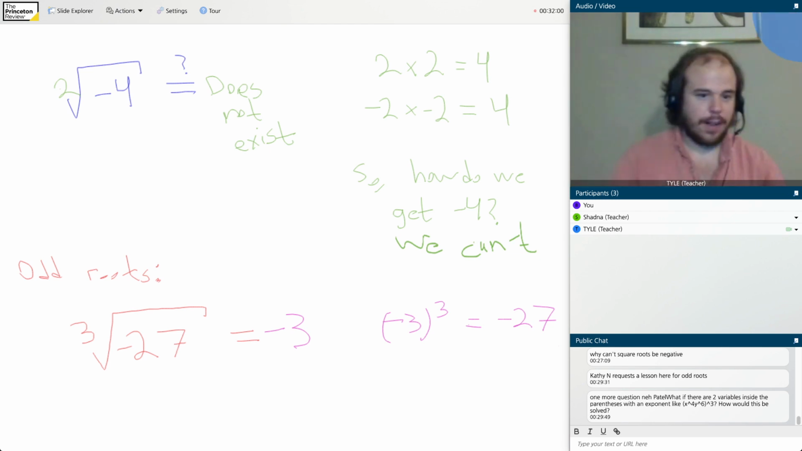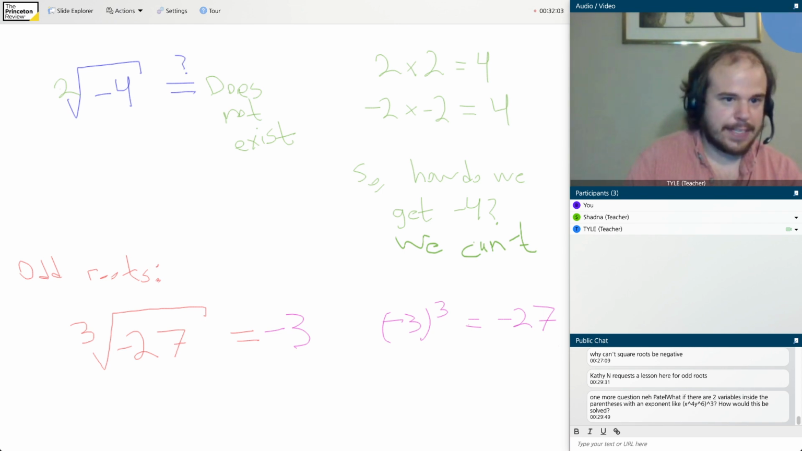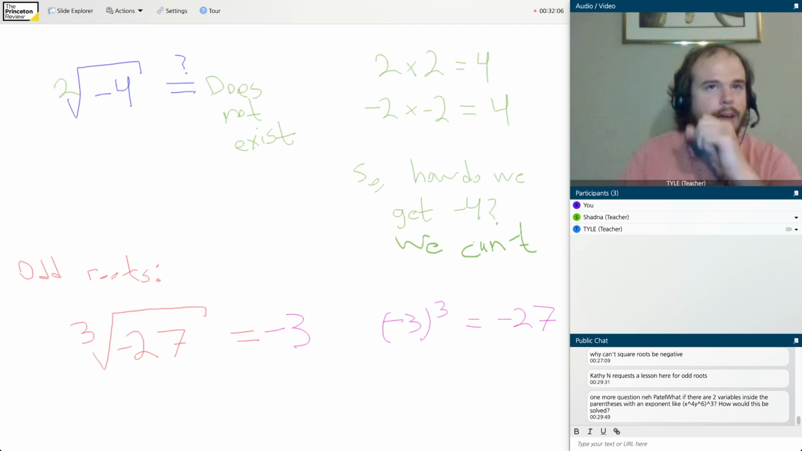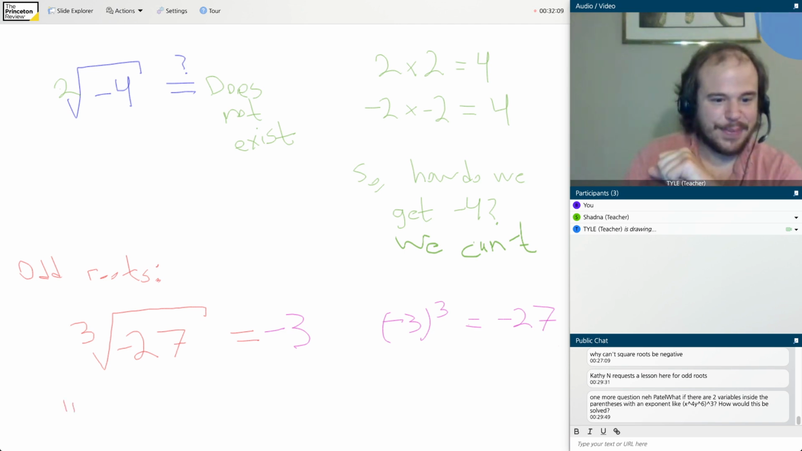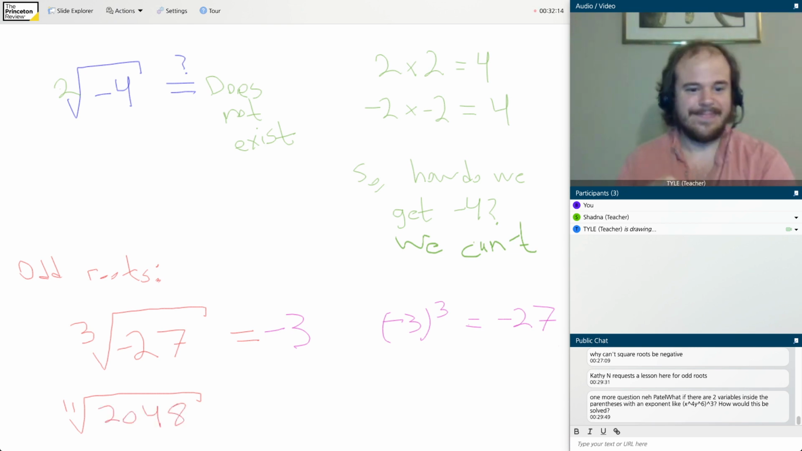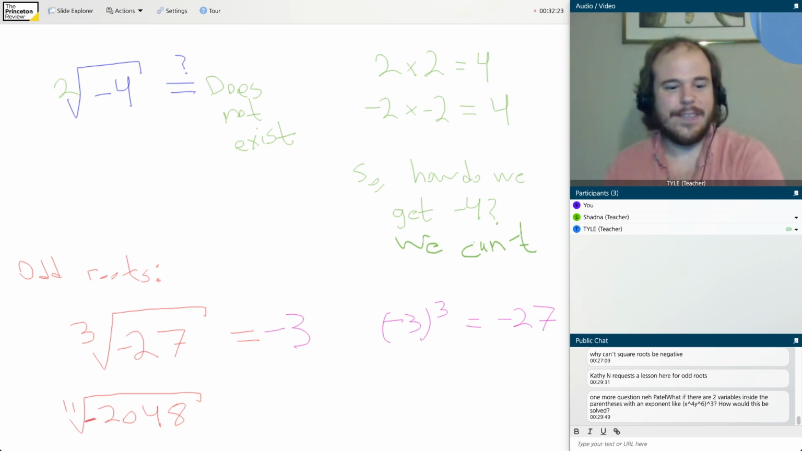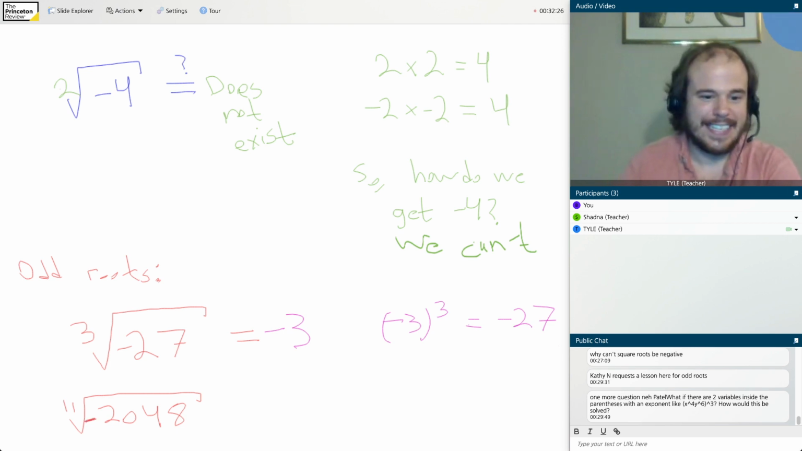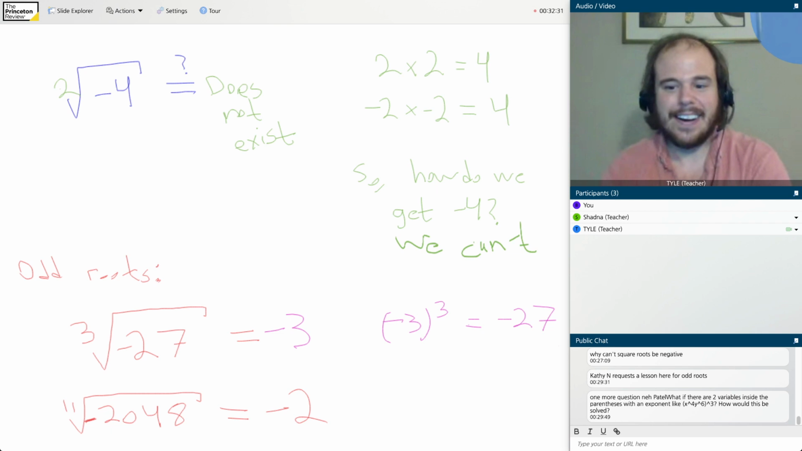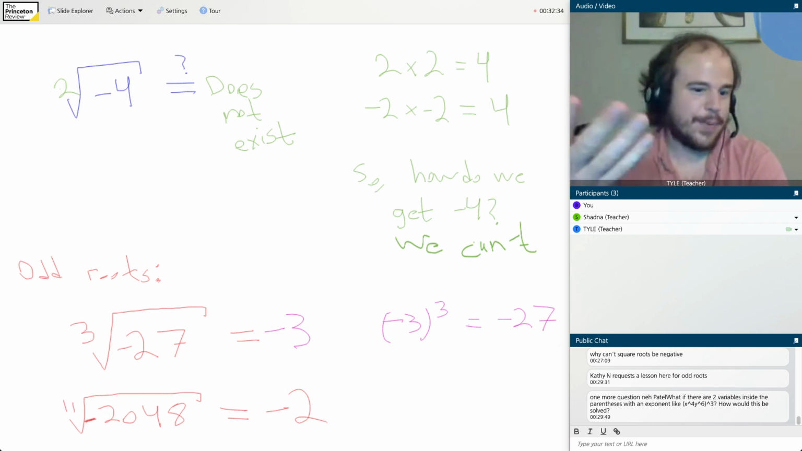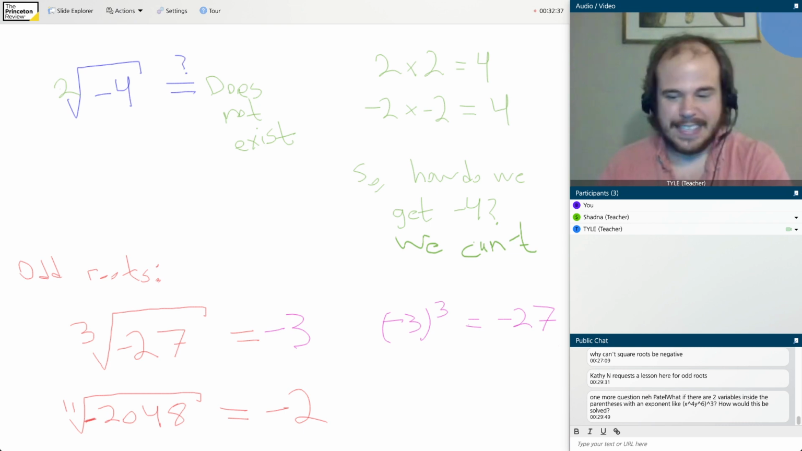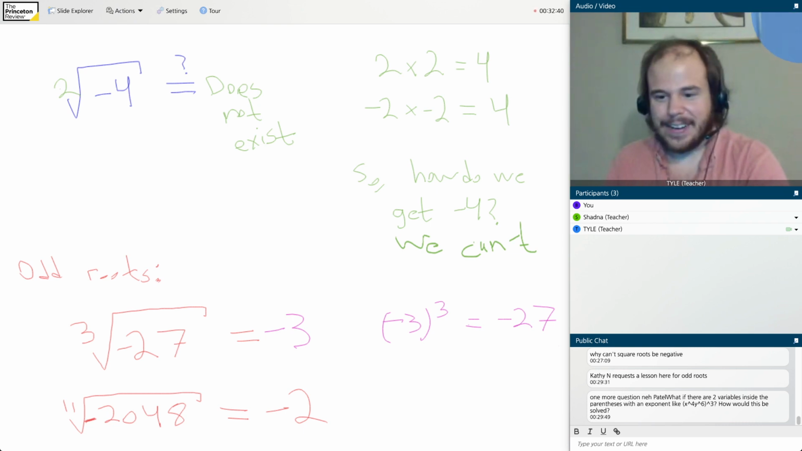And that's how it works for all odd roots. Let's say we had instead, for example, the 11th root, just making something up, of -2048. 11 is an odd number. If you multiply 2 times itself 11 times, it turns out you get 2048. So this just equals -2. It's an odd number, and so we end up with a negative, so we're able to take the 11th root of this negative number. So I hope that works for odd roots for you guys.